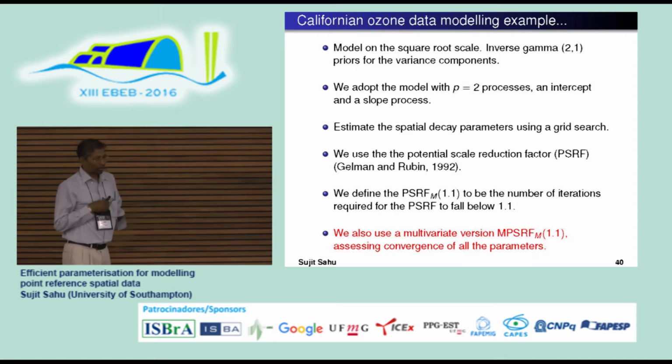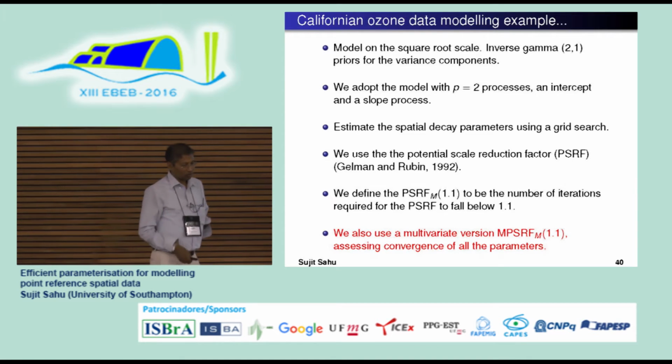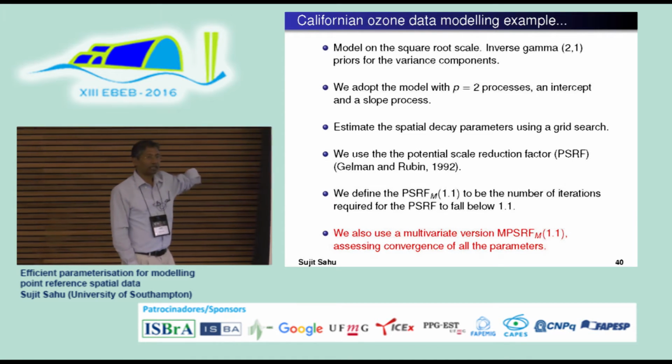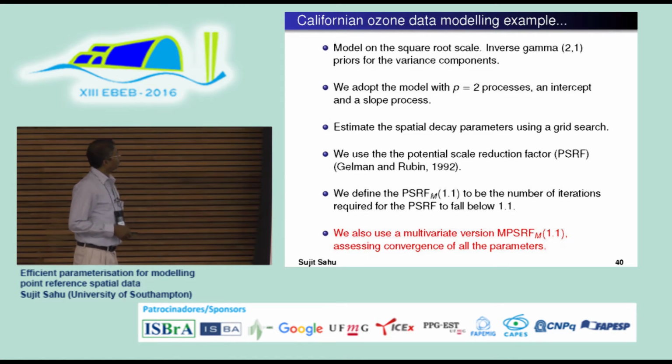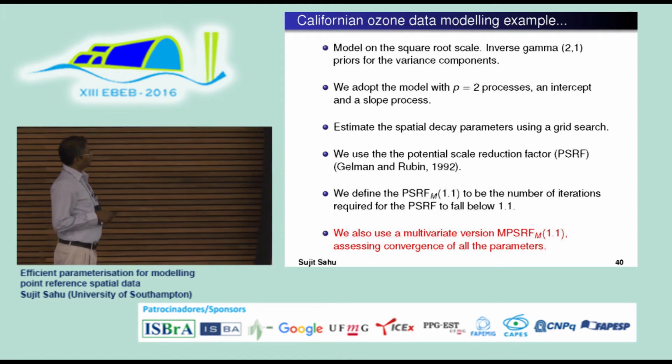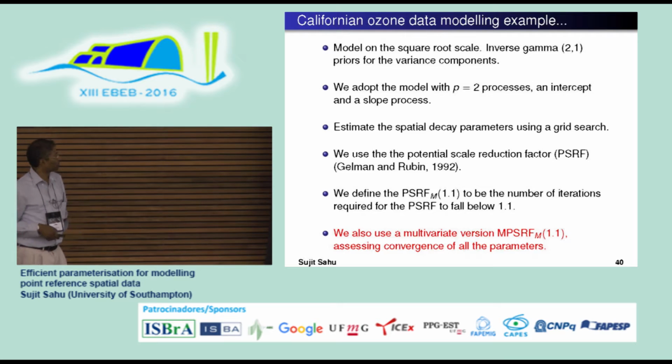We model on the square root scale, with inverse gamma 2-1 priors for the variance components, which gives you a proper prior without getting into controversy like Gelman sort of stuff. We adopt the model with P equal to 2 processes, an intercept and a slope process. Remember, we have one covariate, so we have a slope process as well.